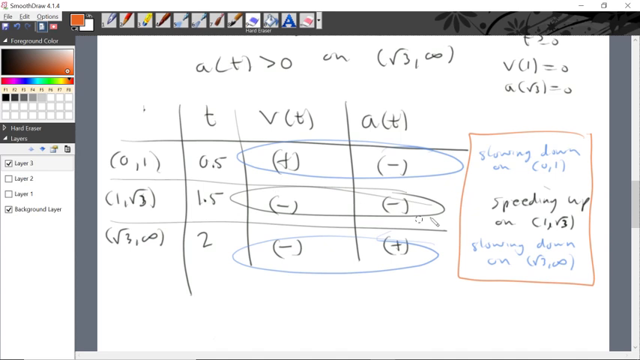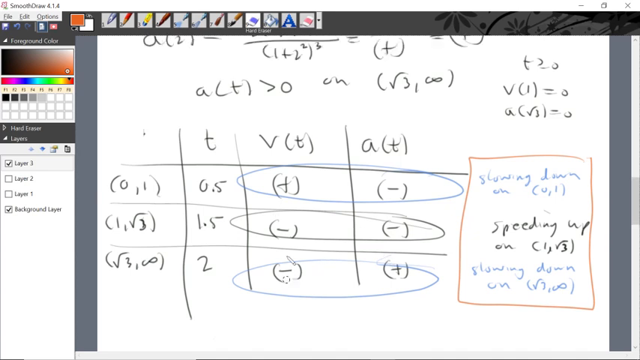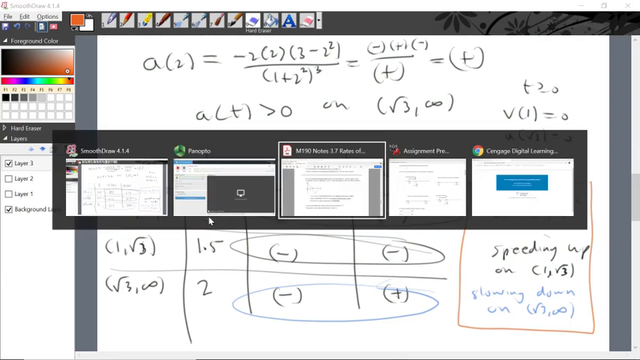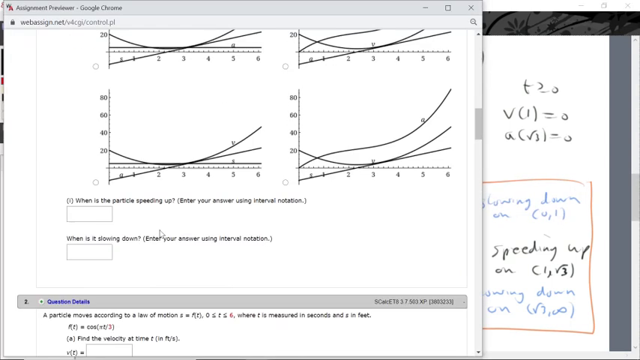Okay, so that completes our analysis for where it is speeding up and slowing down by comparing values of the velocity to the acceleration, on intervals where neither of them was equal to 0. When velocity and acceleration have the same sign, then the particle is speeding up. When they have opposite signs, then the particle would be slowing down. So let's take a look at some other types of questions you might see in your homework.